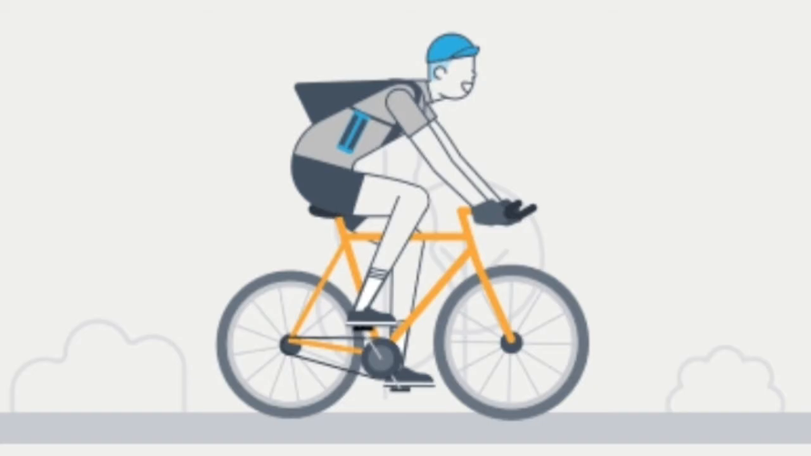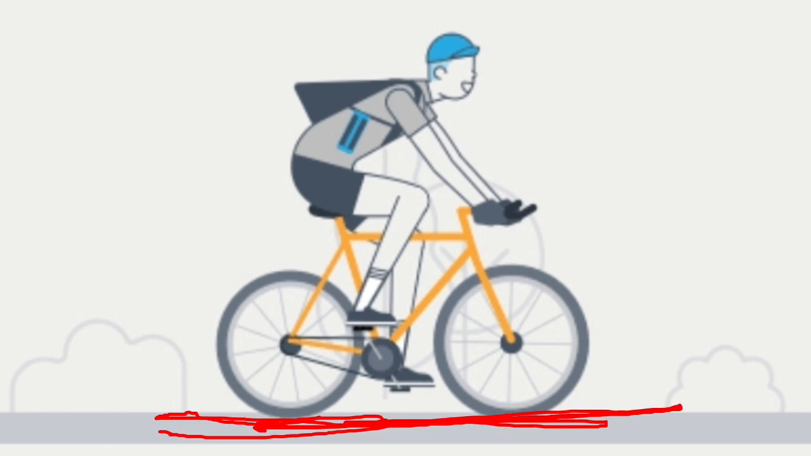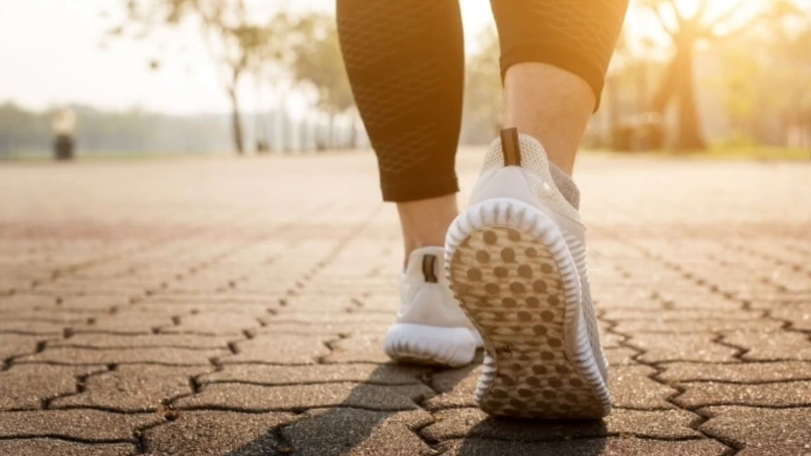Suppose you are riding a bicycle, the friction should be there between the tire and the road. Because of the friction between our foot and the floor, we are able to walk.